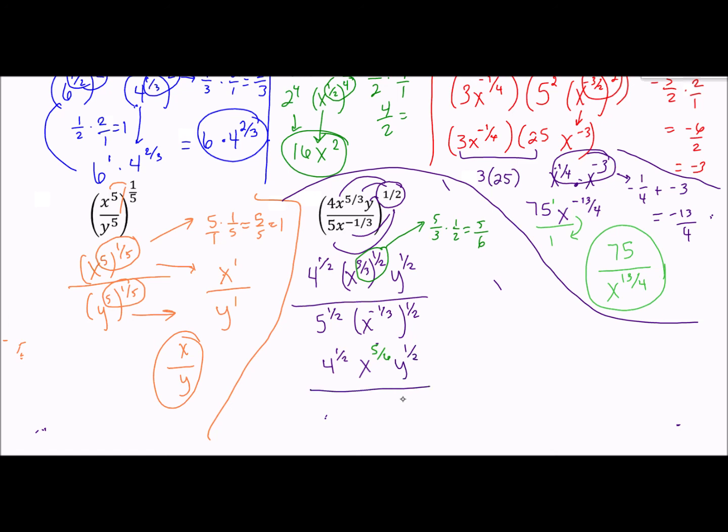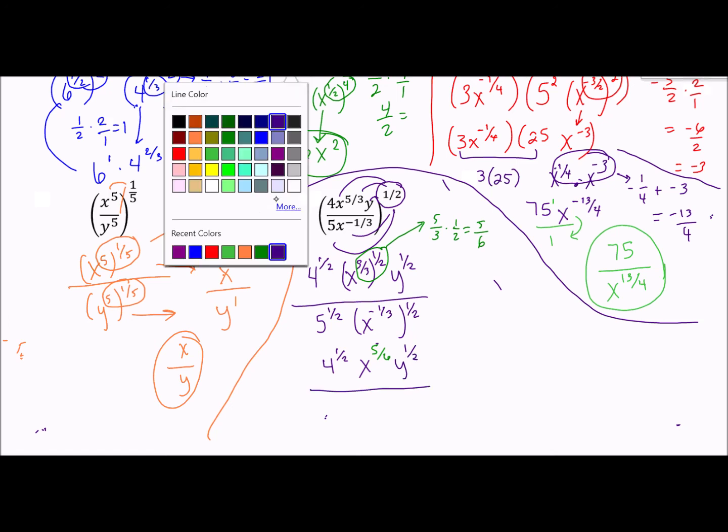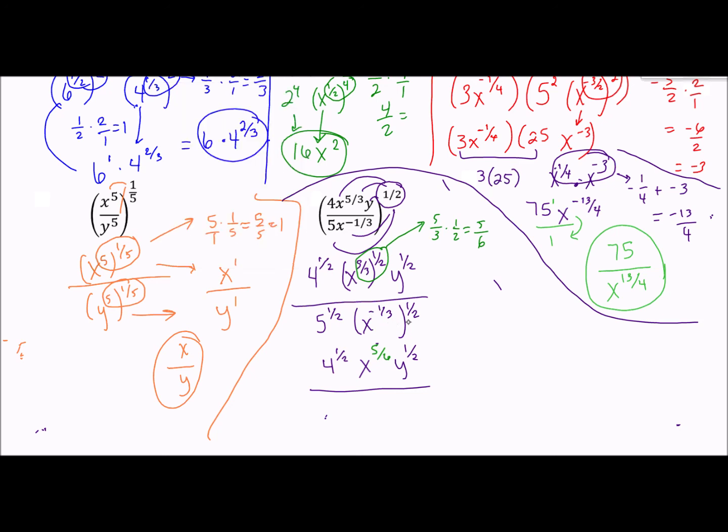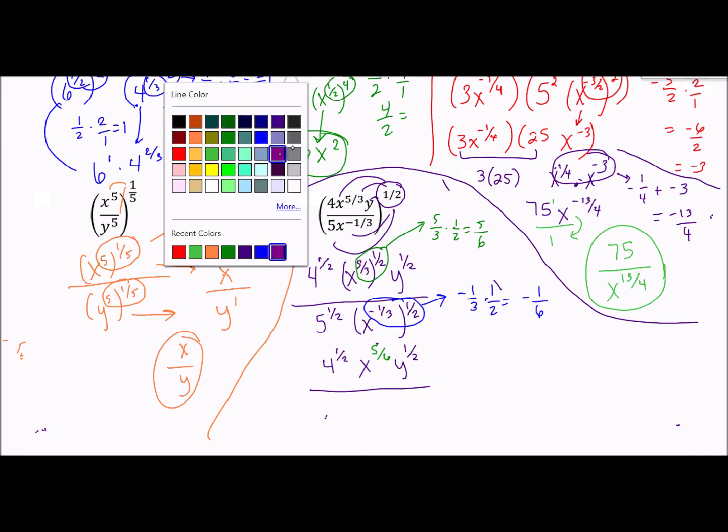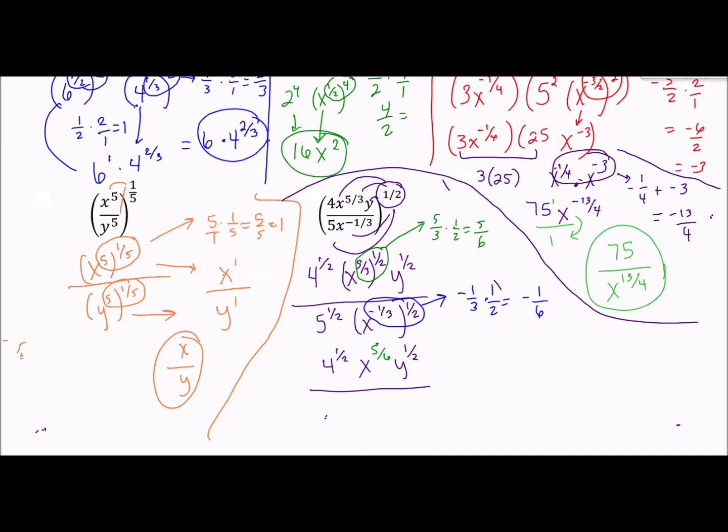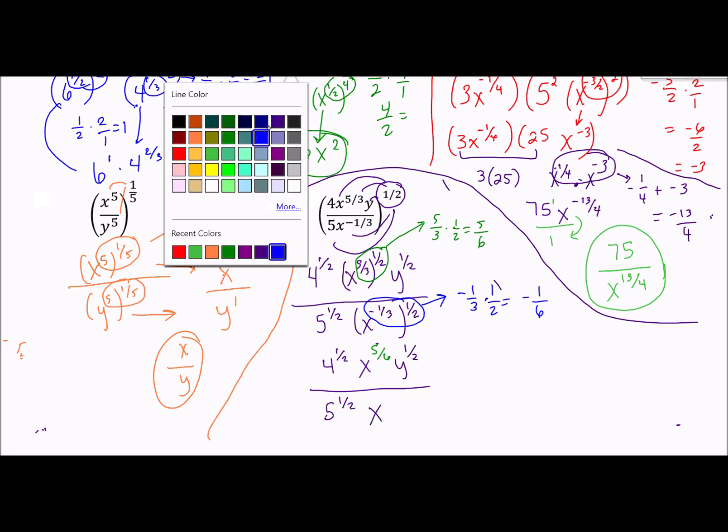Over, now we've got another set of powers, right? Negative 1/3 and the 1/2 have to be multiplied together. Negative 1/3 times 1/2 becomes negative 1/6. That's the new power for the x on the bottom. So still got that 5 to the 1/2, but that x now on the bottom has a power of negative 1/6.